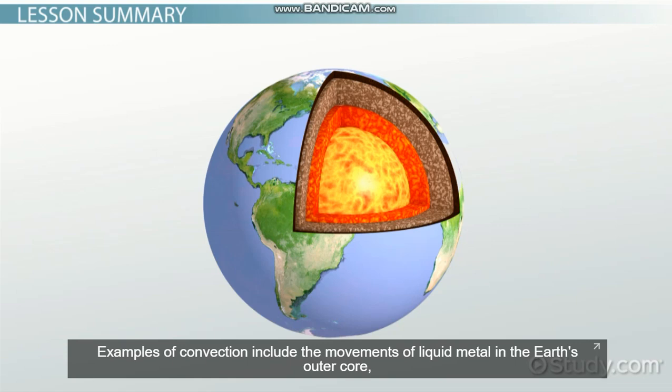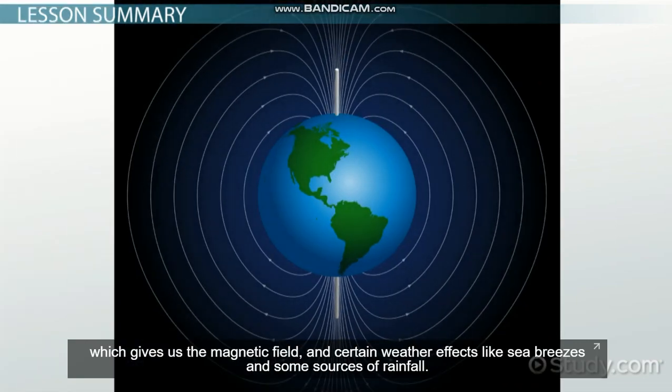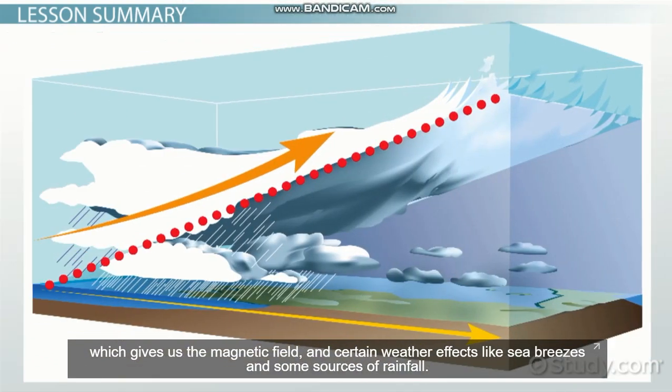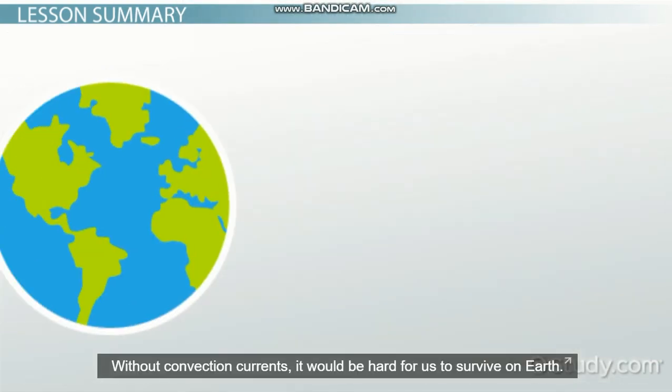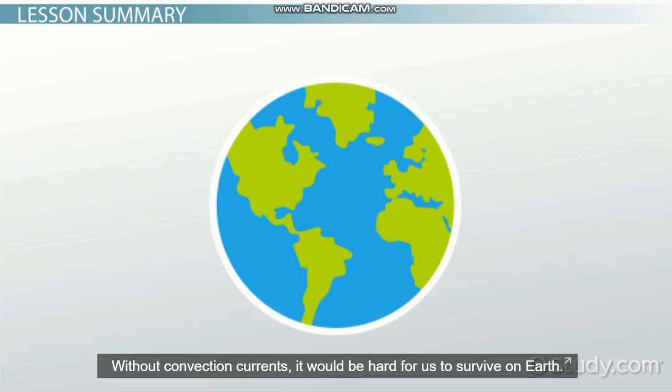Examples of convection include the movements of liquid metal in the Earth's outer core, which gives us the magnetic field, and certain weather effects like sea breezes and some sources of rainfall. Without convection currents, it would be hard for us to survive on Earth.